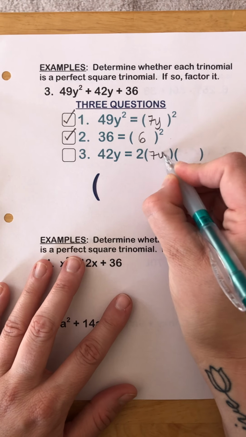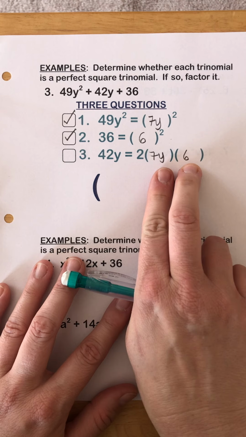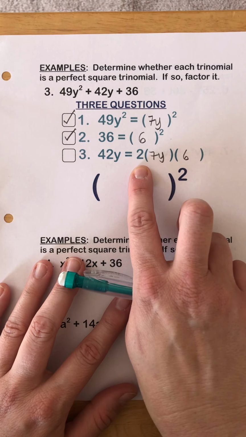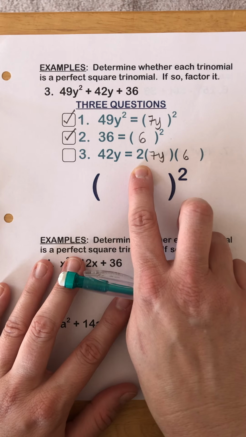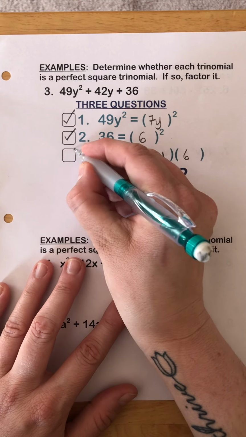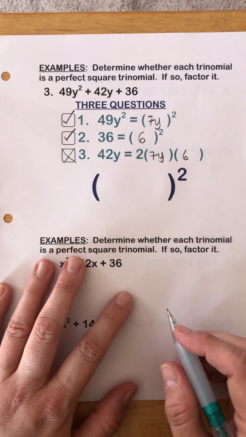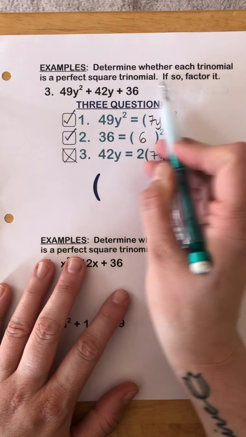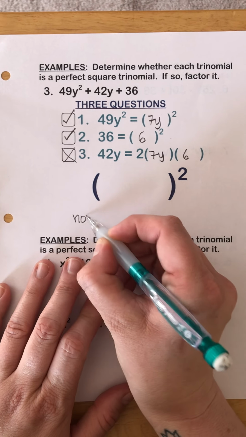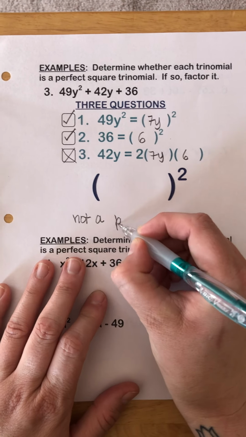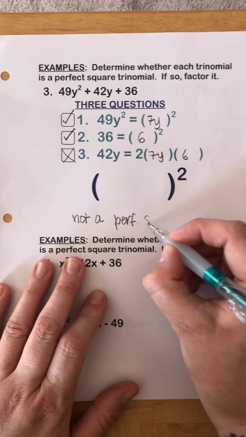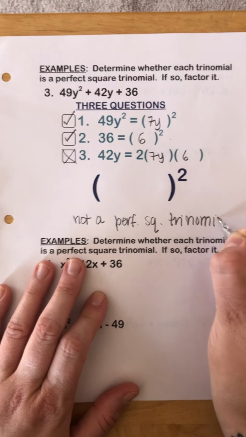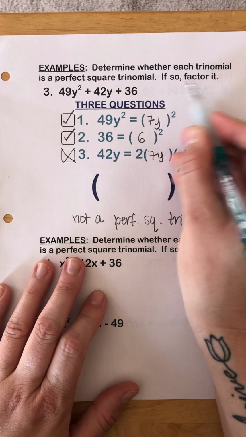Next question. Can I take the 7y and the 6? Can I multiply them together? That would give me 42y. And then double it. That would equal 84y. Is that what we have? No way, Jose. So right here, according to the directions, it says determine whether it's a perfect square trinomial. This is not a perfect square trinomial. And according to these directions, we only have to factor it if it is.